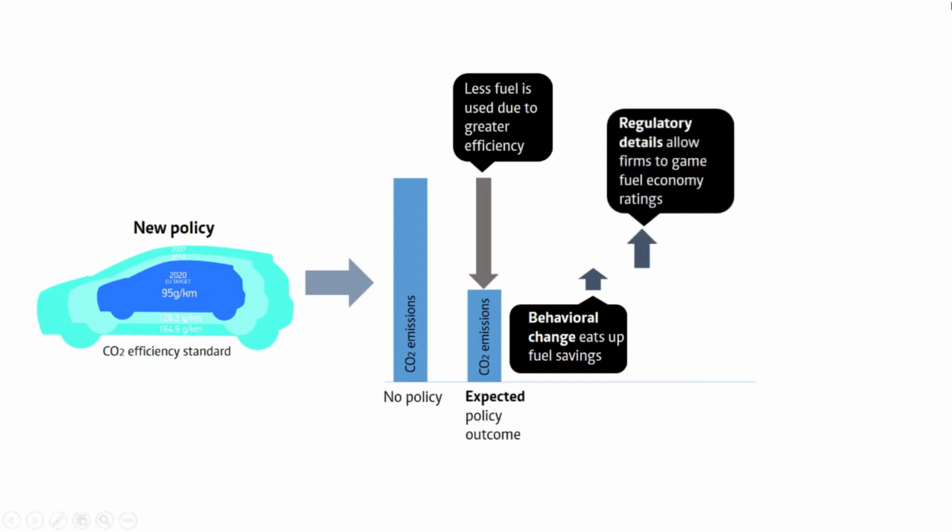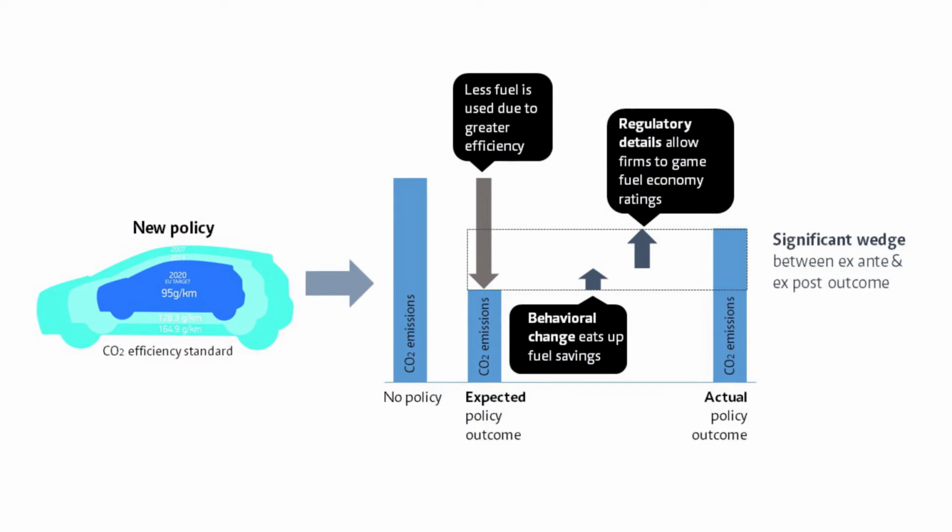In addition, regulatory details can matter. These fuel or CO2 efficiency standards are based on ratings measured in some laboratory test. And here again, the empirical evidence suggests that firms can game these tests and that real-world efficiency standards of cars can be considerably lower, so that the actual policy outcome is that there are significantly lower CO2 reductions than expected when the policy was implemented.